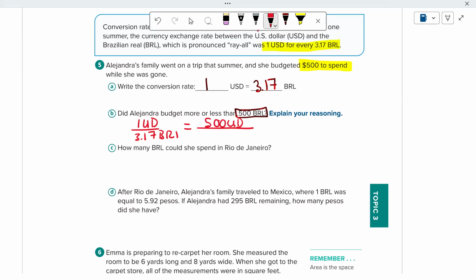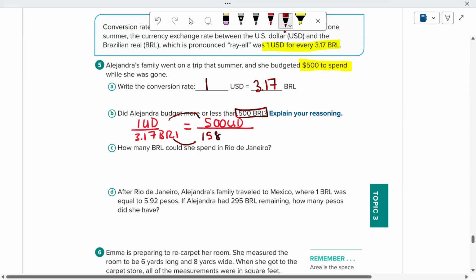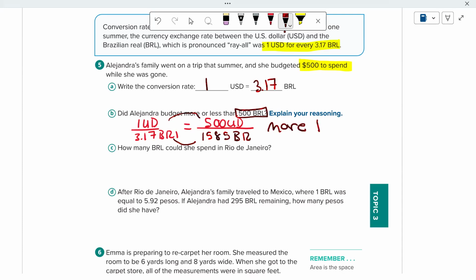I don't know what's wrong with my calculator today, y'all. Either that or I'm just cuckoo for Cocoa Puffs. I don't even know. So if I do my math, I get 1585 BRL. So did I budget more or less? Definitely more. I definitely budgeted more BRL. All right. How many BRL could she spend in Rio de Janeiro? I might have said that wrong, but I'll try my best. I definitely did 1585.